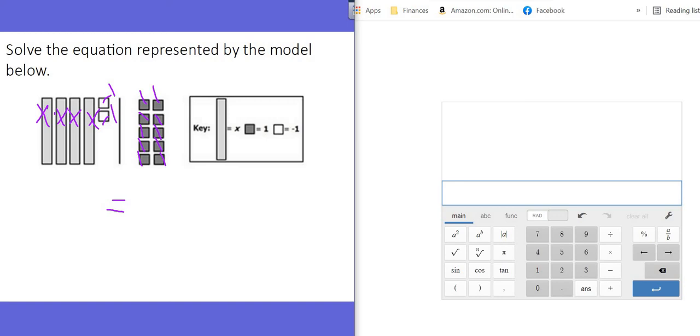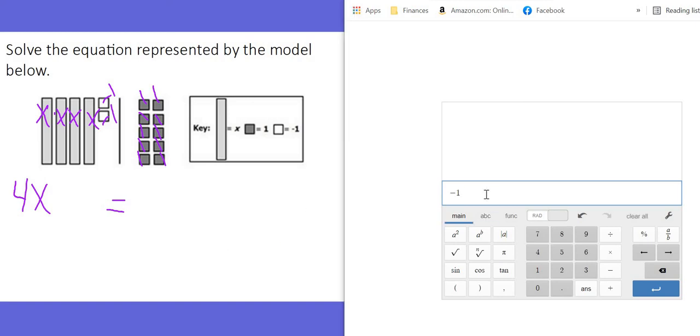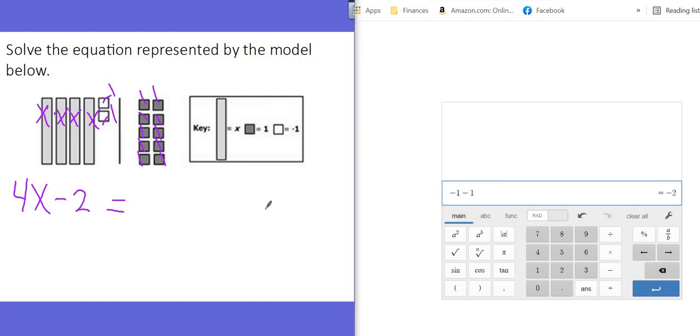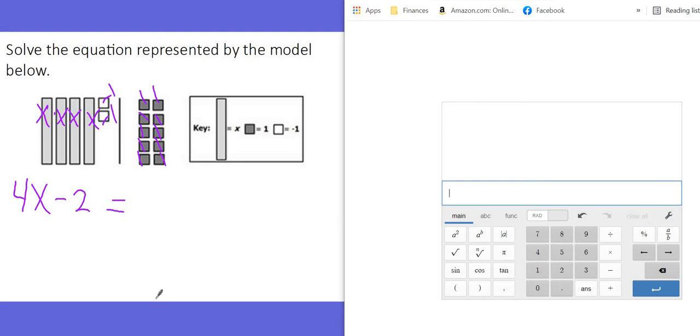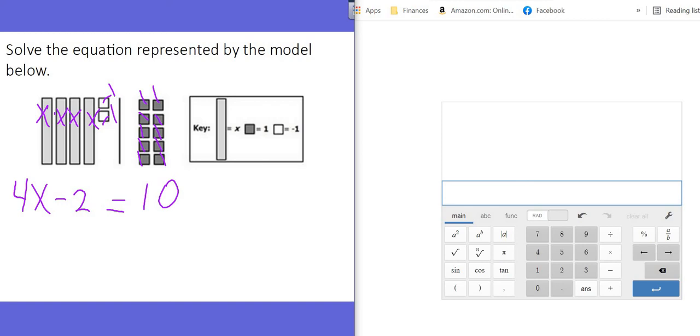So let's start by counting our x's. 1, 2, 3, 4, x. And then we have a -1 and a -1, which gives us -2. And on the other side, we're just going to count those shaded boxes because they're all positive. 1, 2, 3, 4, 5, 6, 7, 8, 9, 10. So now we have an equation. Okay, so you have to use your key to write the equation, and now we're going to solve it.